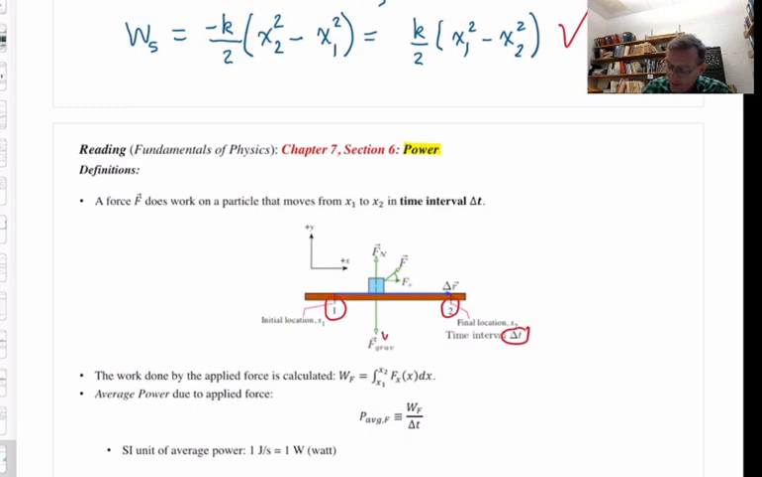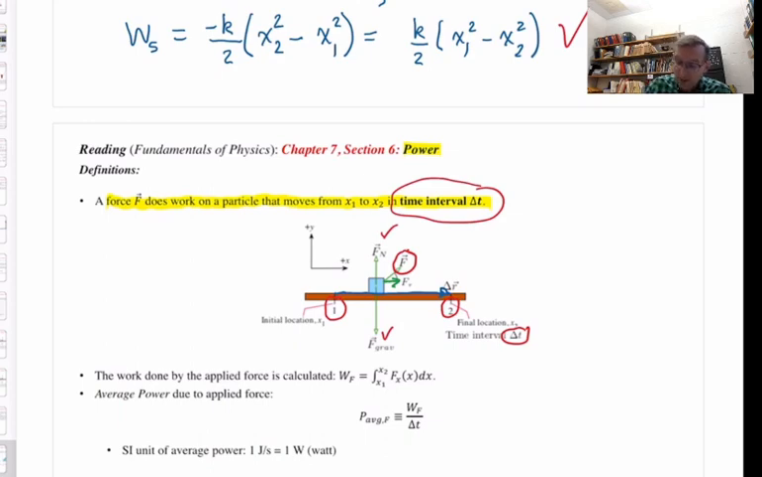There's F grav down, F normal up, and I've got an applied force. Maybe that's me pulling on it. Apparently there's no friction in the diagram, is there? That's okay. And I also draw just the x component of my applied force, right there, F sub x. And I also show the displacement vector from point 1 to point 2, delta r. So that's all the stuff that's going on. Okay? I've got a force F, it's doing work on a particle that moves from x1 to x2, and it does that in a time interval delta t.